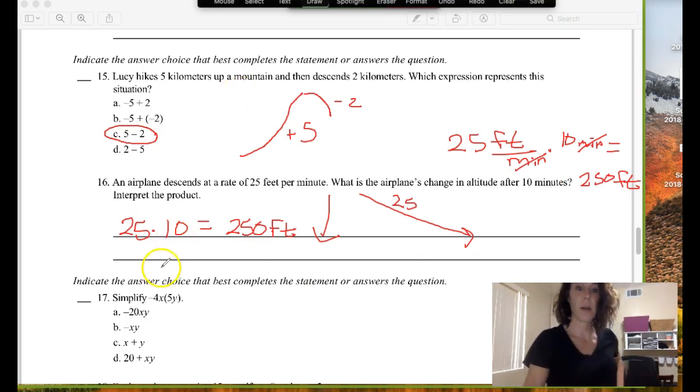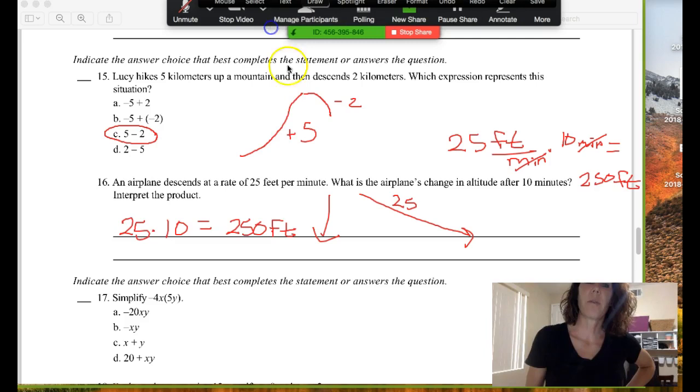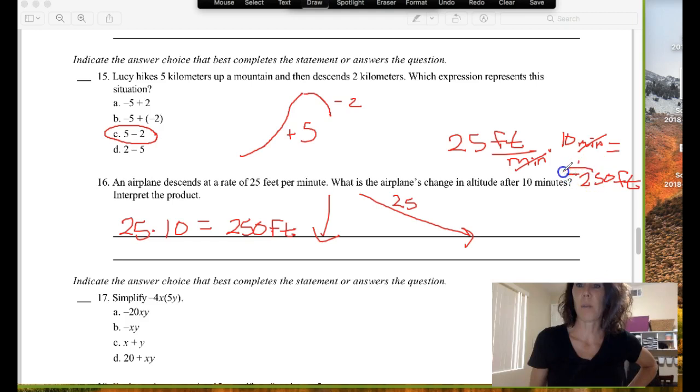All right, let's go ahead and interpret the product. Just to add to this, if I was interpreting this product, what's the airplane's change in altitude? Just to make sure we're understanding, it is a descension, so it would be down. It would be a -250 feet, okay, because they're descending, going down. If I could make that arrow better.